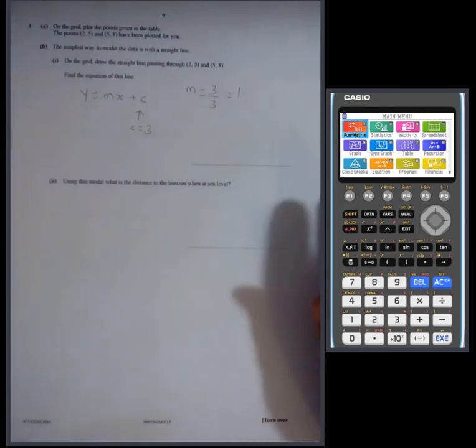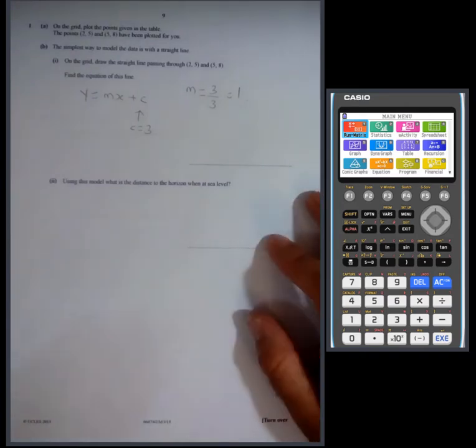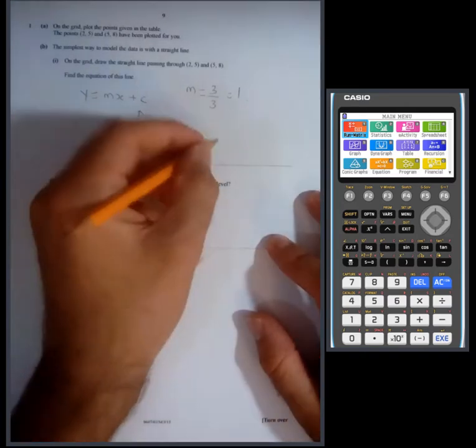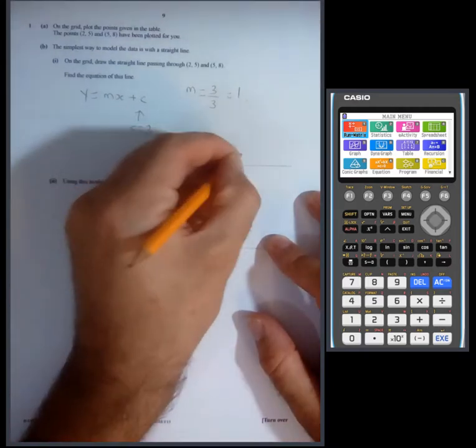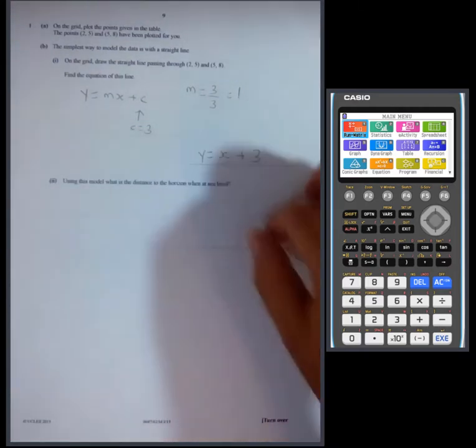Okay, so if y equals mx plus c, m is 1 and c is 3, y equals 1x plus 3, y equals x plus 3.